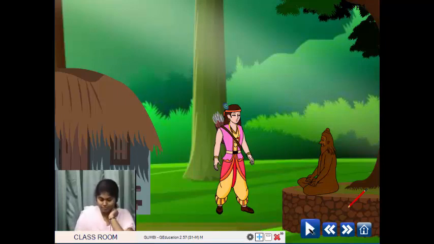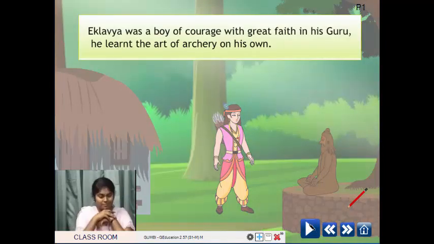Let's read a few sentences about him. I'm going to read out. Ekalavya was a boy of courage with great faith in his guru. He learned the art of archery on his own. Let's repeat that once again. Ekalavya was a boy of courage with great faith in his guru. He learnt the art of archery on his own.